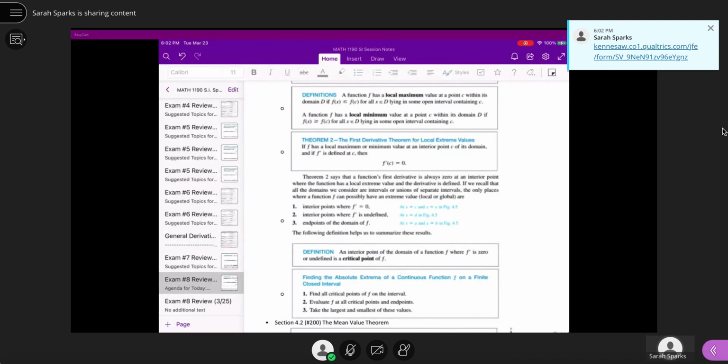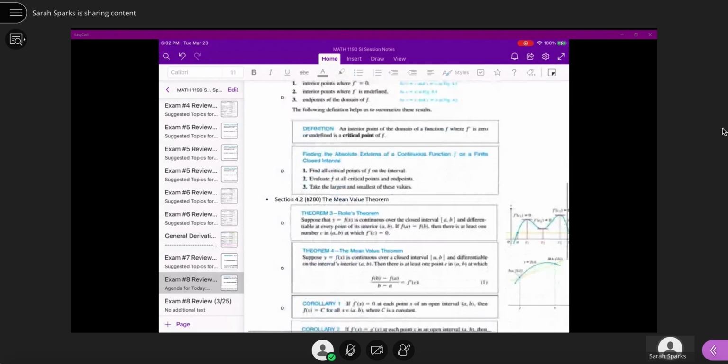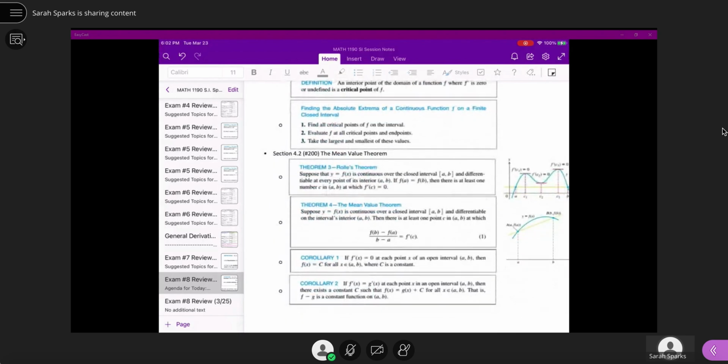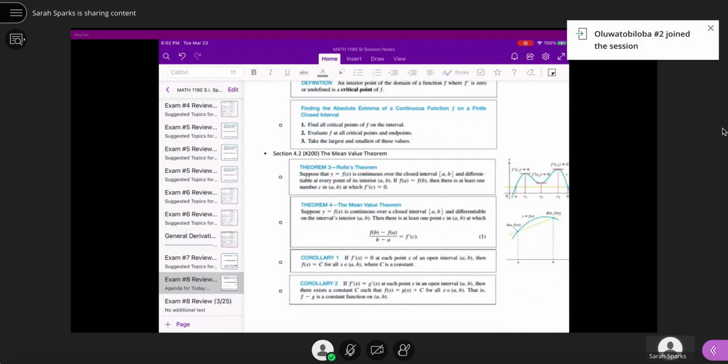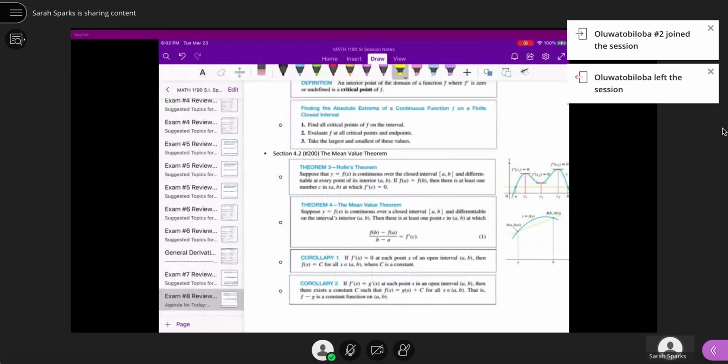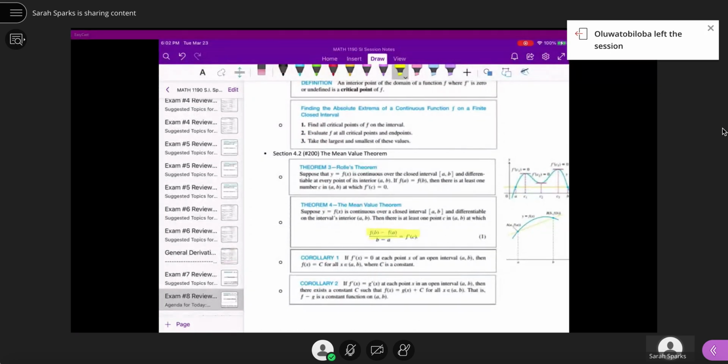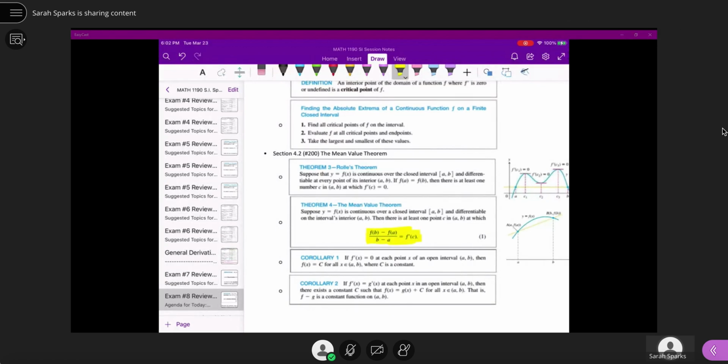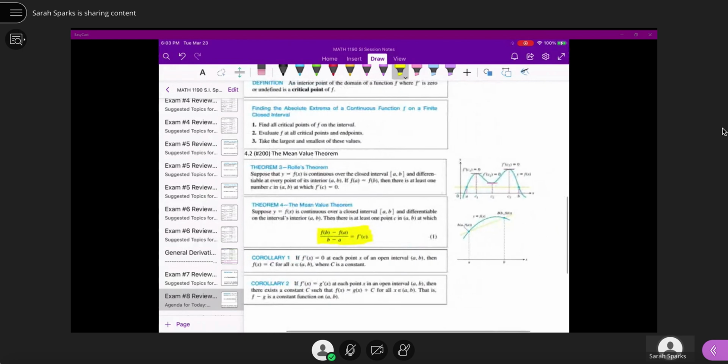And then for 4.2, the mean value theorem, you really just need to know this equation. This equation will get you the slope of the secant line, and that slope is also equal to f prime of c, c being some point between a and b. And that's about it. These are just some graphs to illustrate.